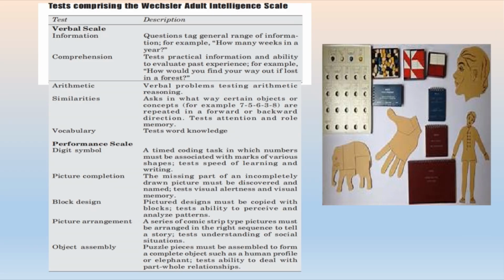The Wechsler intelligence tests include both verbal and performance scales, each designed to measure different aspects of cognitive ability. The verbal scale covers areas like arithmetic reasoning, similarities, and vocabulary, focusing on language, memory, and problem solving.